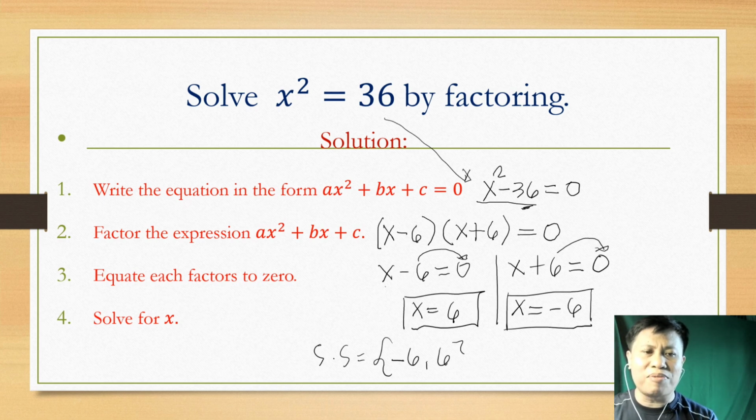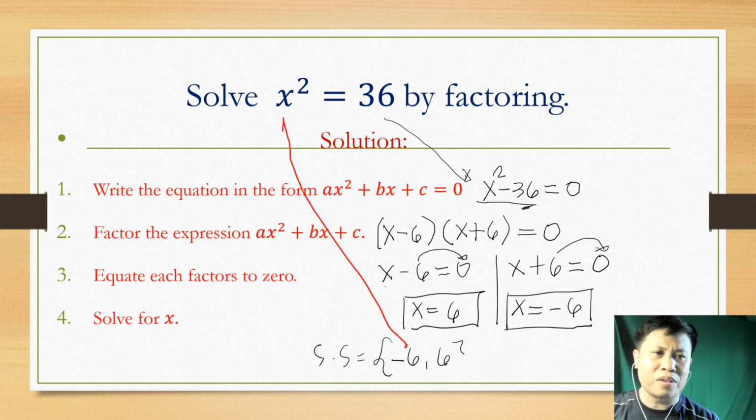Okay? To verify if this is the correct answer, we simply substitute this negative 6 into the equation. So instead of writing x, replace that by negative 6. The square of negative 6 is 36, which is equal to 36. So meaning the equation is satisfied. When it is satisfied, we were able to balance the equation. Same thing if you have positive 6. If you replace the x by positive 6, then you square, the answer is 36. So we can say now that positive 6 and negative 6 are the solutions of the given quadratic equation.